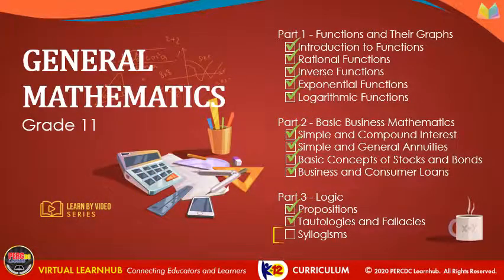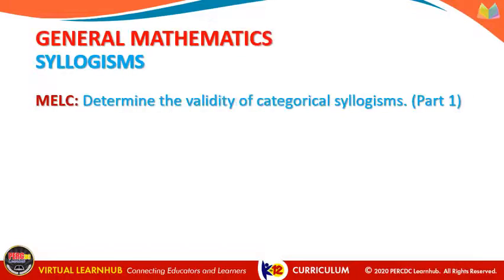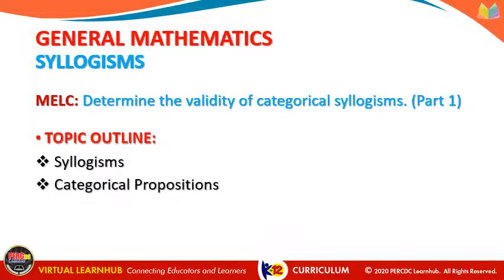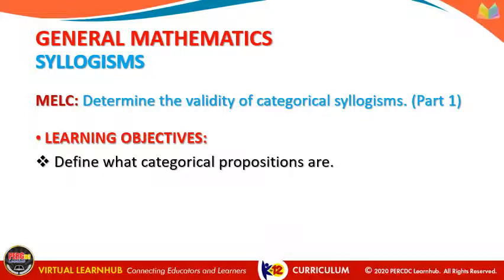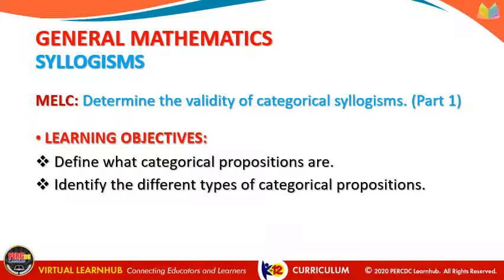This video is now under the last chapter on our discussion on general mathematics. This video focuses on the most essential learning competency, which is on determining the validity of categorical syllogisms. For our topic outline, first, we will define what syllogisms are, and then we will take a look at what categorical propositions are. At the end of this video, I hope that we will be able to define what categorical propositions are and identify the different types of categorical propositions.